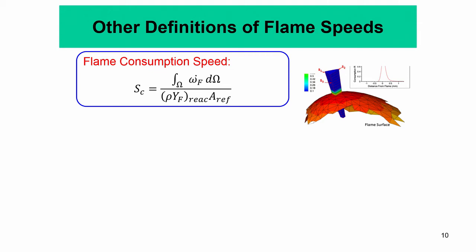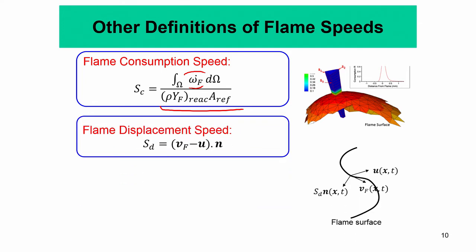But for doing analysis in turbulent flows, we need different kinds of definitions, for when you have a turbulent flame solution, a DNS data set. And from that, how will we extract the different flame speeds? So, one is the flame consumption speed, which is given by integrating over the entire volume the fuel consumption rate and normalizing that by rho times YF of the reactants divided by a reference area. That gives you the flame consumption speed.